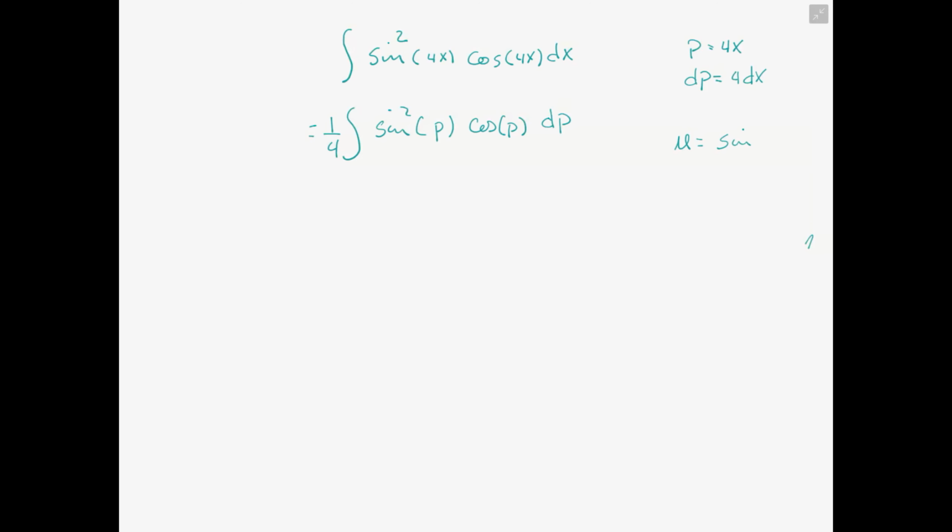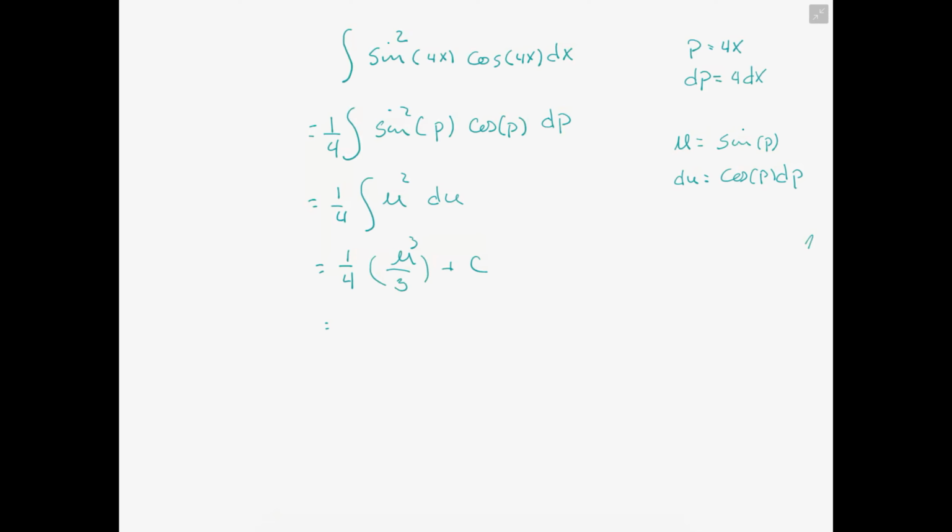So we've done the p, the argument substitution, and now let's do a u substitution for the integrand. So we go u equals sine of p, and du equals cosine of p dp. And we have that, so we have equals 1/4 u squared du.